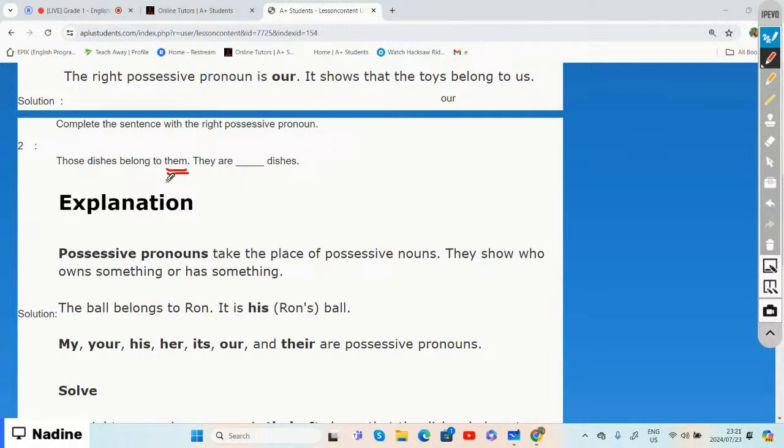do we say they are my dishes if it belongs to them? They are your dishes, his, her dishes, its dishes, our dishes, or their dishes. We need to choose our possessive pronoun to complete the sentence.